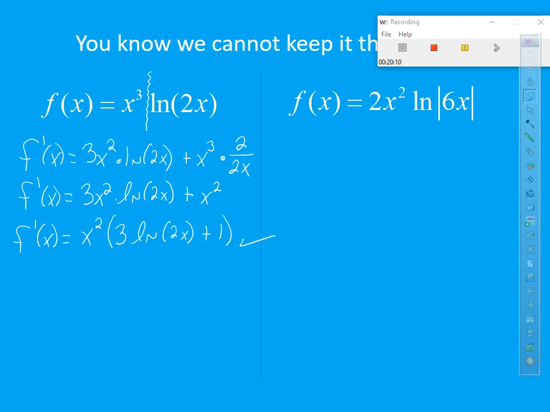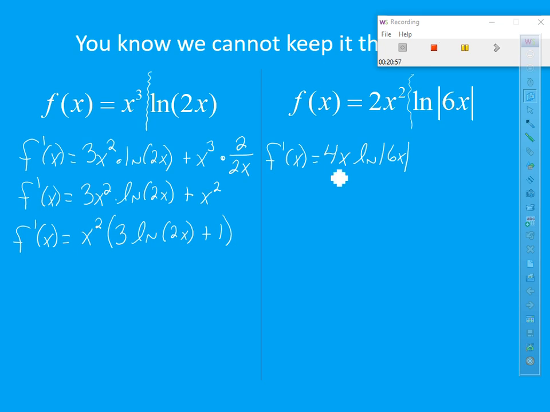Here's another one just like it. It's another product rule because I have something with the variable in the front followed by some other expression. So here goes. I've got the derivative of the first, 4x, times the second. Don't get caught up when there's absolute values and when there's not absolute values. Our book likes to use absolute values every now and then to show you that you can't take the natural log of a negative number.